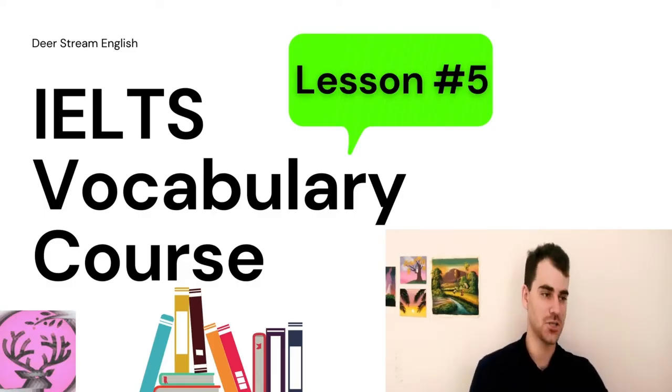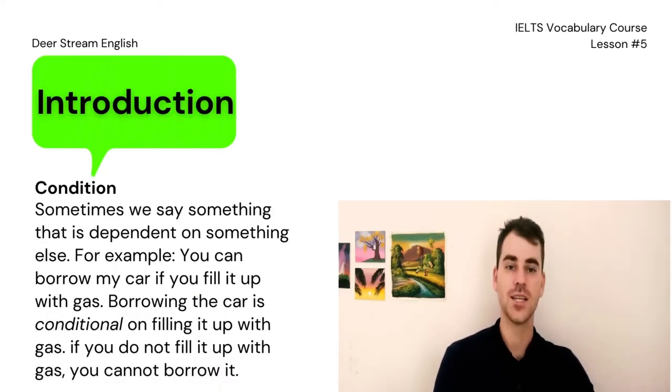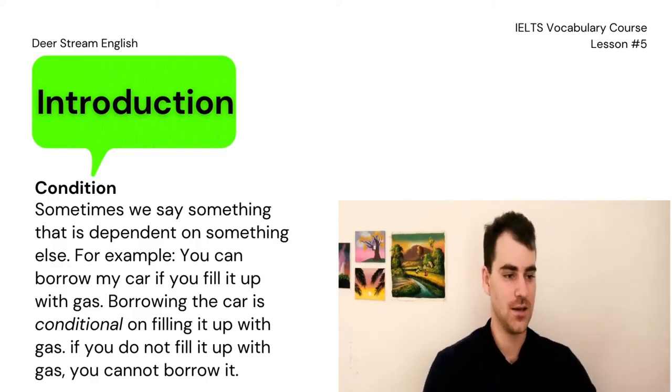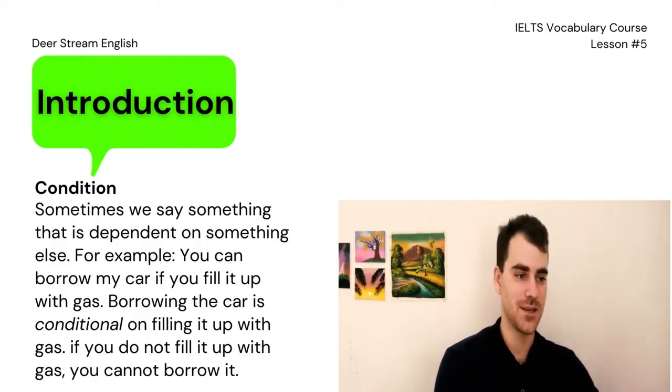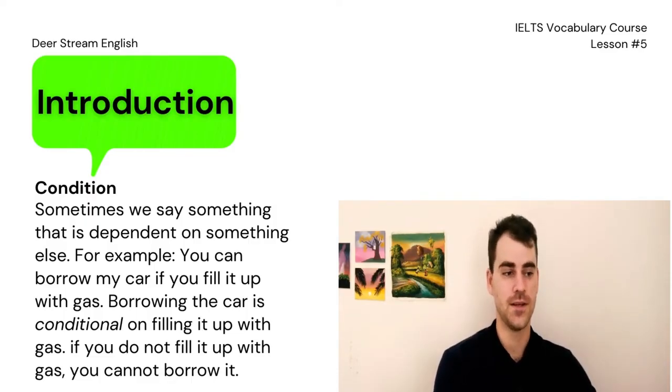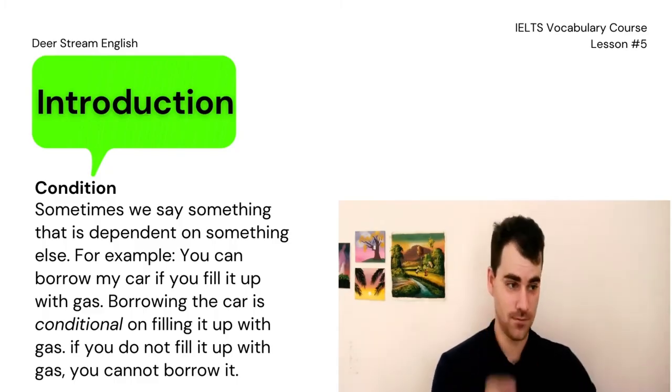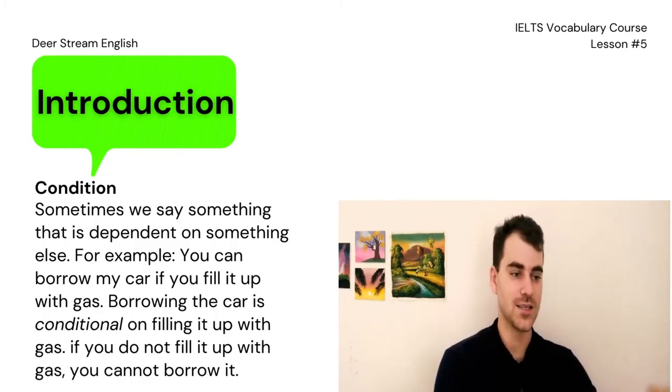Today is very special because we're talking about conditions. So what is that? Well, this is when we want to express something that is conditional or dependent on something else. So sometimes we say something that's dependent on something else, right? For example, you can borrow my car if you fill it up with gas. If borrowing the car is conditional on filling it up with gas. If you do not fill it up with gas, you cannot borrow it.